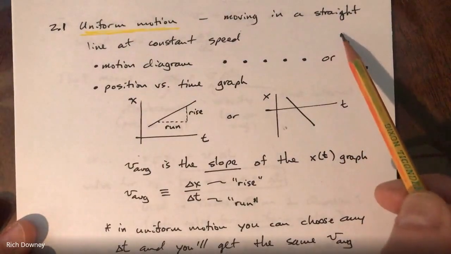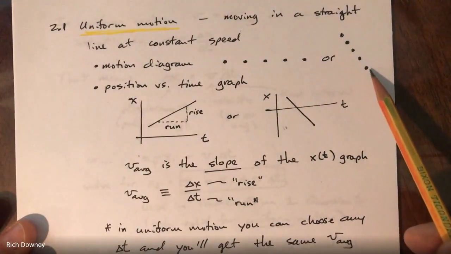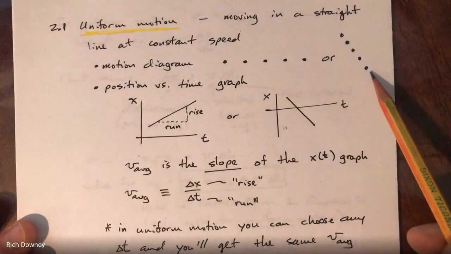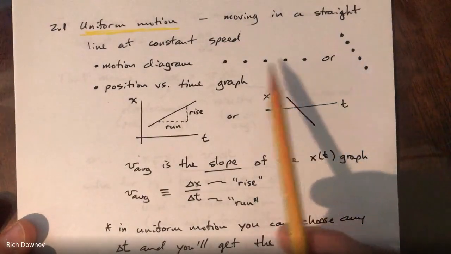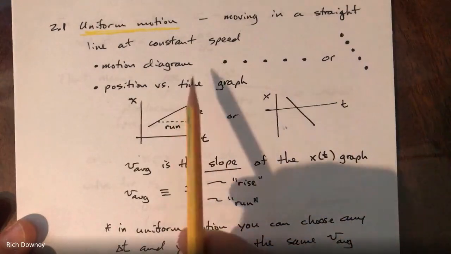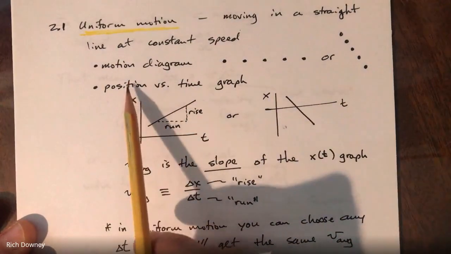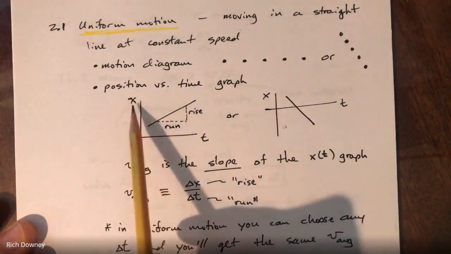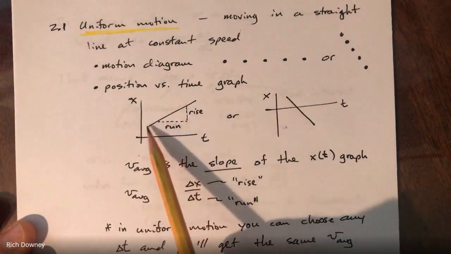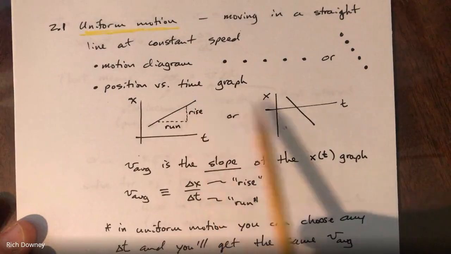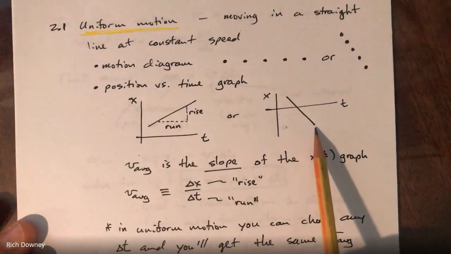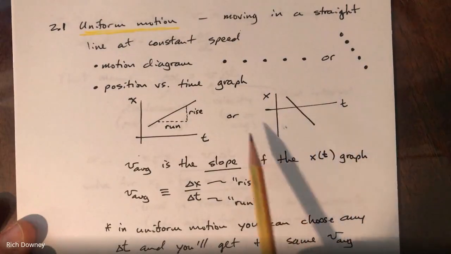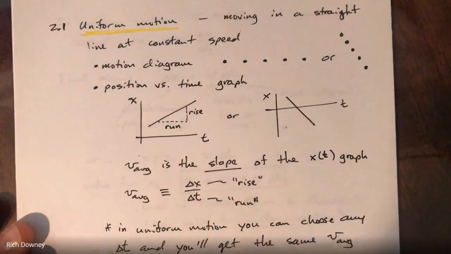Maybe this is something moving down, maybe somebody going down an escalator, for example, or going up an escalator. You can't really tell unless we put the velocity vectors in there. And for this type of motion, uniform motion, the position versus time graph will be a straight line. It might be increasing position as time goes along, or it might be decreasing position along the x-axis as time goes along. But either way, it's going to be a straight line.